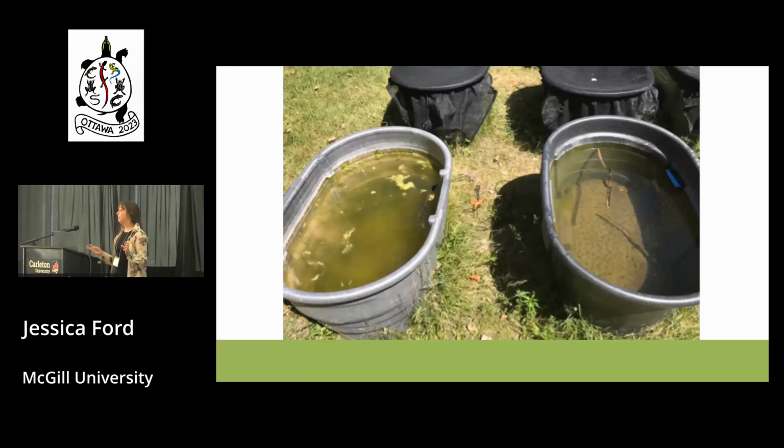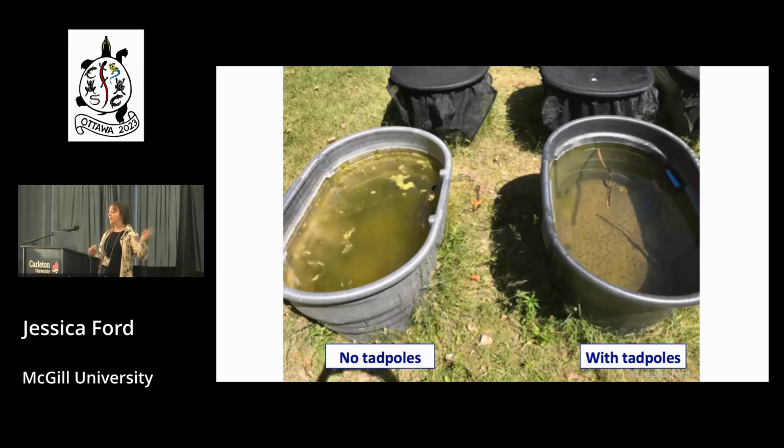These two mesocosms are exactly the same. I set them up in the same way. They have the same amount of sunlight. They have the same substrate. They were stocked with the same things. The only difference is that this one has no tadpoles in it, and it never has. And the one next to it has 100 Fowler's toad tadpoles in it in this case. And you can see this huge visual difference in those ecosystems already.